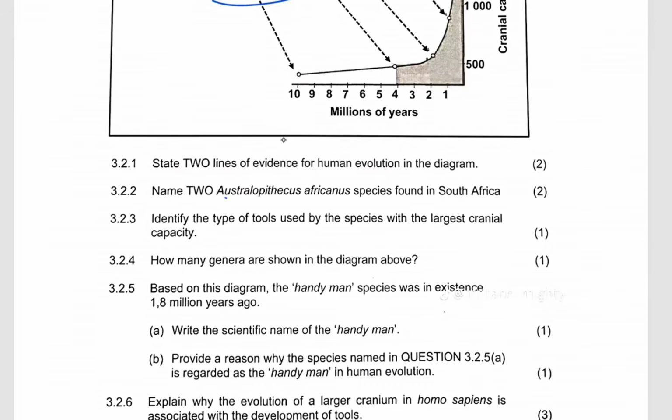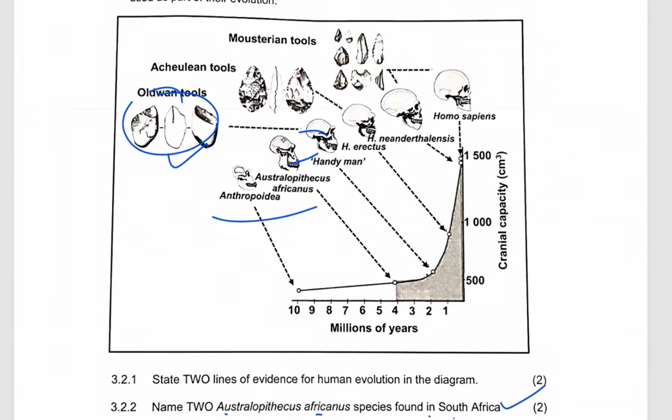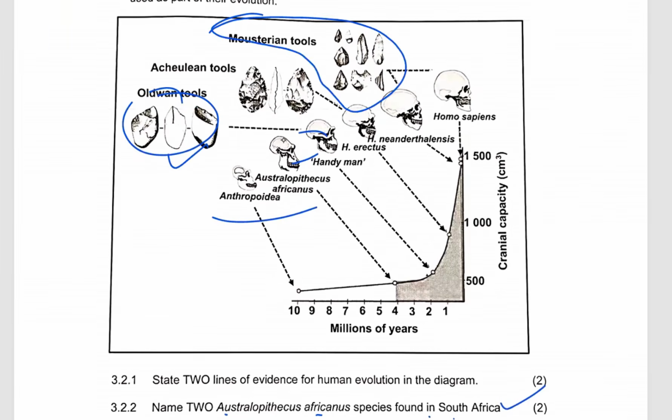Then they're saying name 2 Australopithecus africanus species found in South Africa. We talked about them: Taung Child, Little Foot, and Mrs. Ples. So these are easy to identify. Identify the type of tool used by the species with the largest cranial capacity. If you look at the tools they used with the largest cranial capacity, we see these are the tools they used.